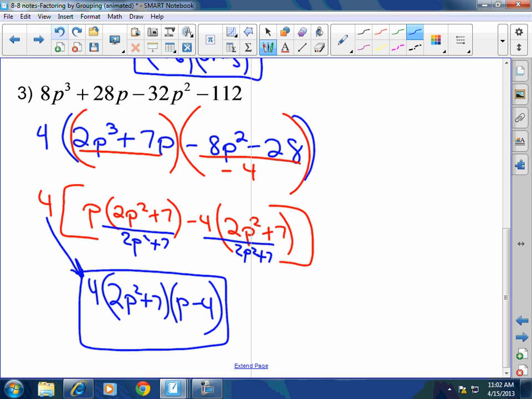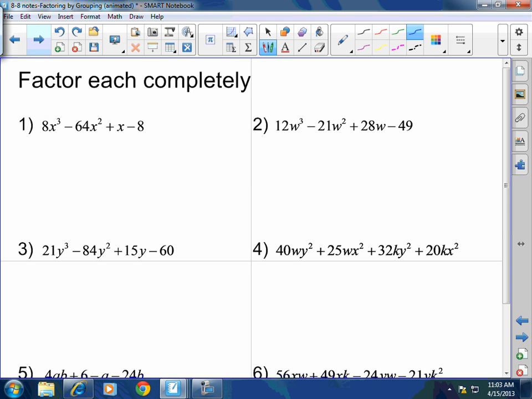All right. You good, my man? Thank you. Next. Factor each completely. Let's see what we got here. We got 8x cubed minus 64x squared plus x minus 8. Can I factor anything out GCF-wise? No. So I'm going to group it because there are 4 terms.